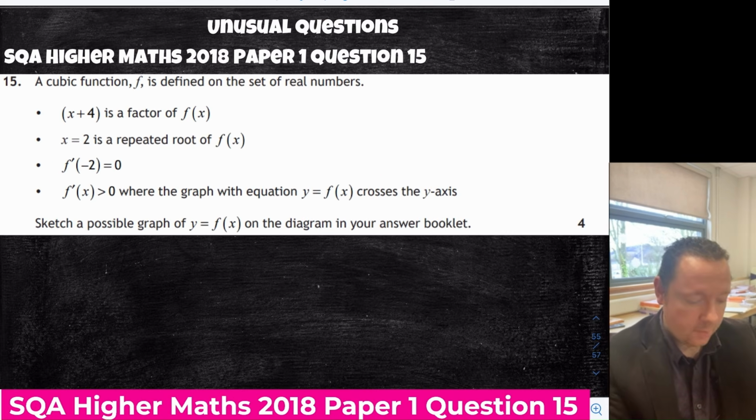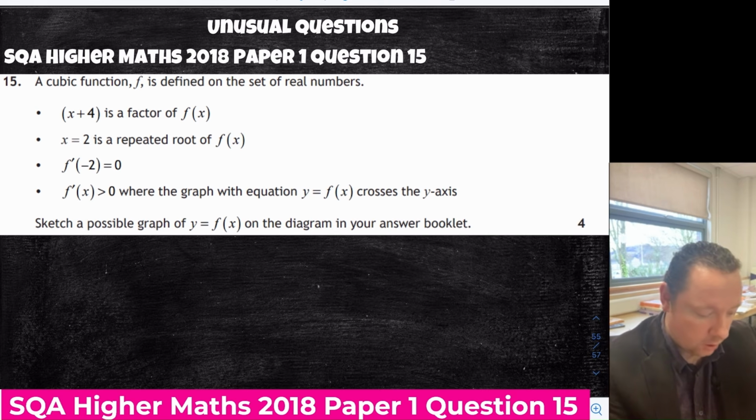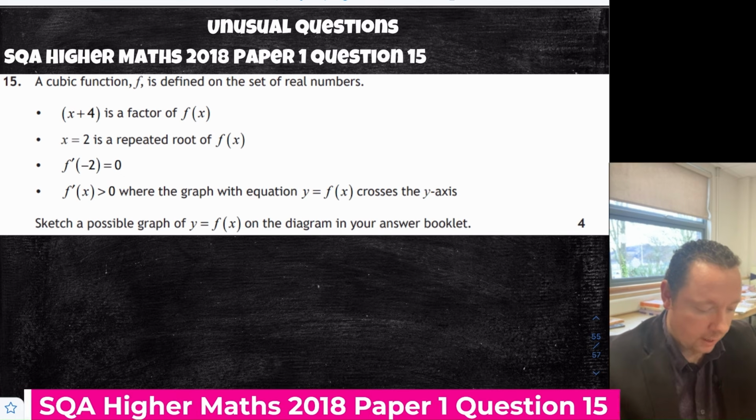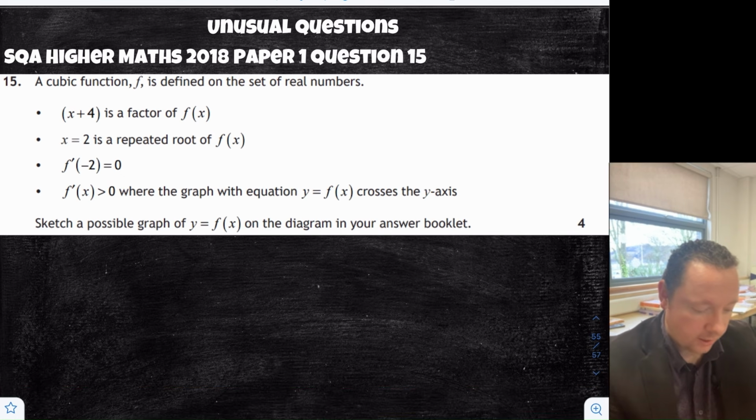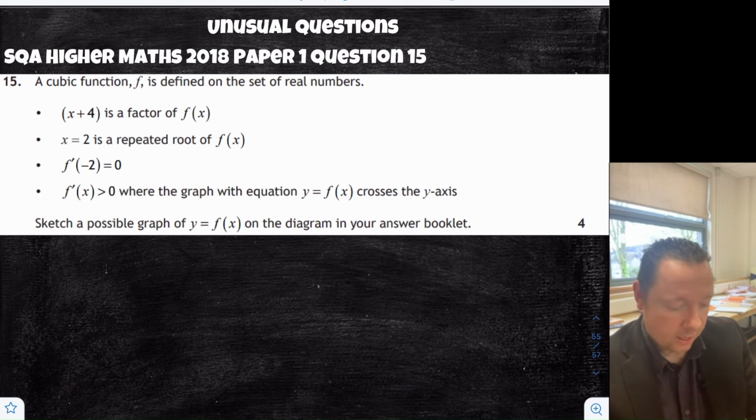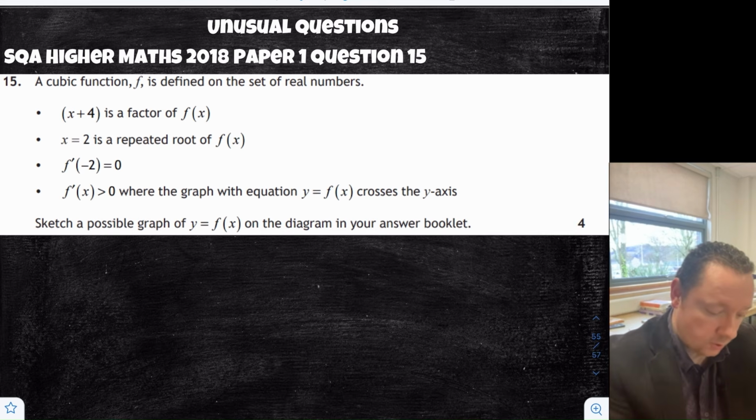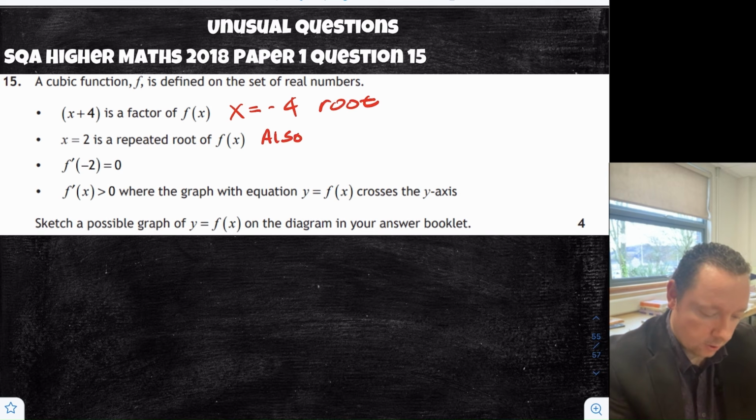Unusual question, SQA Higher Maths 2018, paper 1, question 15. A cubic function is defined on a set of real numbers. X plus 4 is a factor, x equals 2 is a root, f dash of minus 2 equals 0, and f dash x is greater than 0 when the graph crosses the y-axis. X plus 4 is a factor means that x equals minus 4 is a root. That's where it crosses the x-axis. X equals 2 is a repeated root, which means that it's also a turning point on the x-axis. That's what happens when you've got a repeated root.